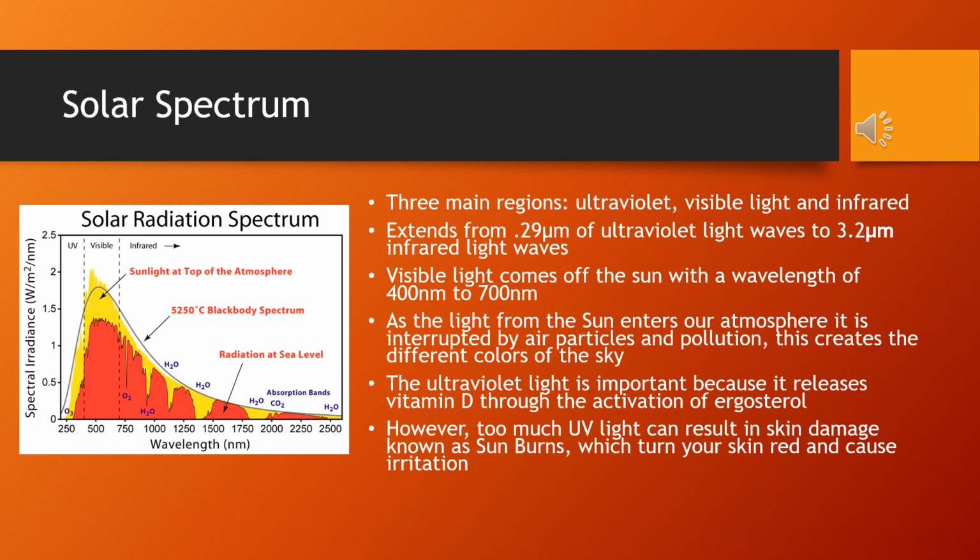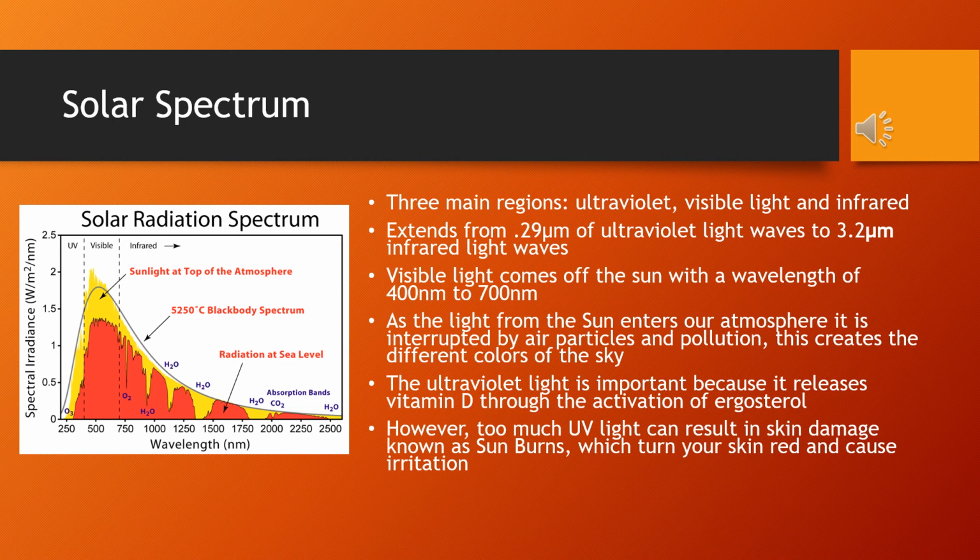The solar spectrum, or solar radiation spectrum, is the spectrum of light that the sun releases. It's got 3 main regions: ultraviolet, visible light, and infrared light, and it extends from 0.29 micrometers of ultraviolet light to about 3.2 micrometers of infrared light waves. The visible light comes off the sun with a wavelength of 400 nanometers to about 700 nanometers, and as the light from the sun enters our atmosphere, it is interrupted by air particles and pollution, which causes the different colors of the sky.